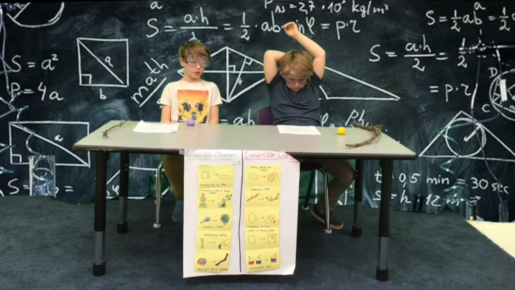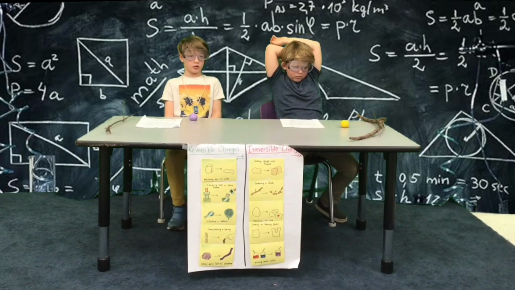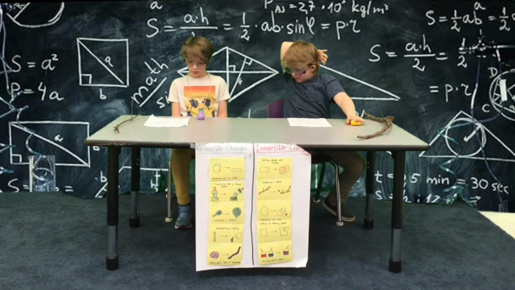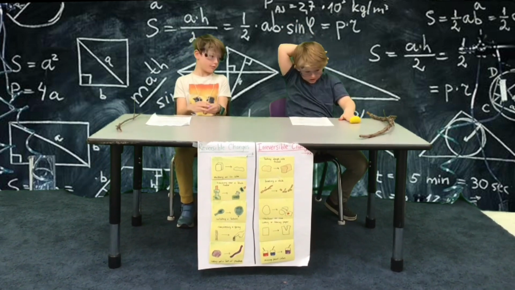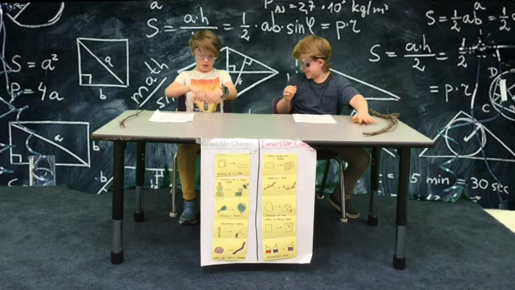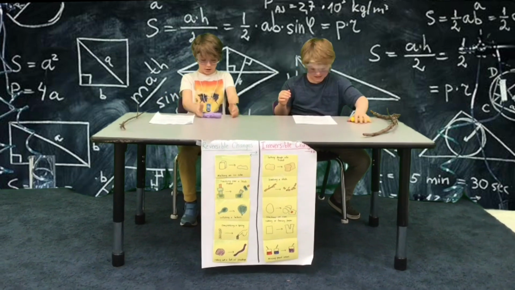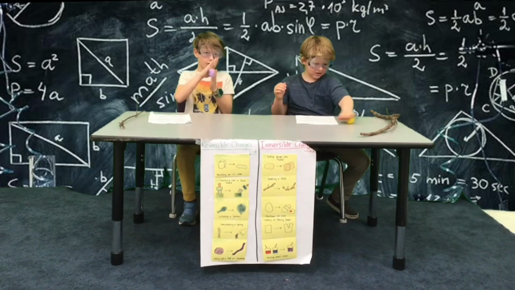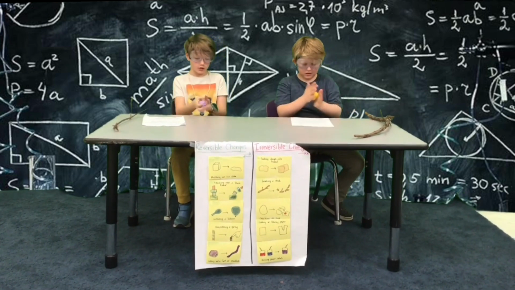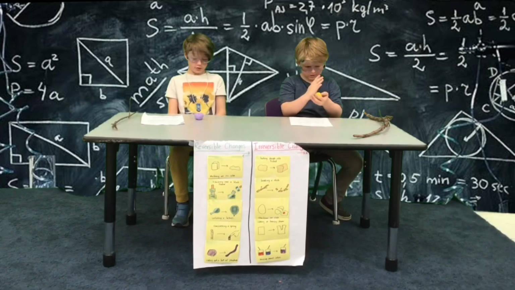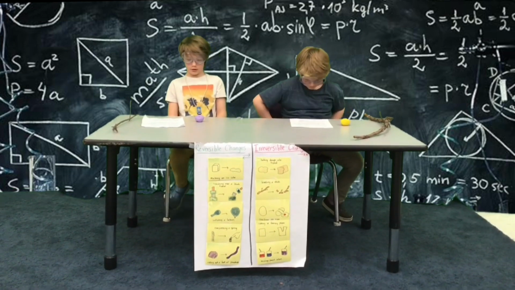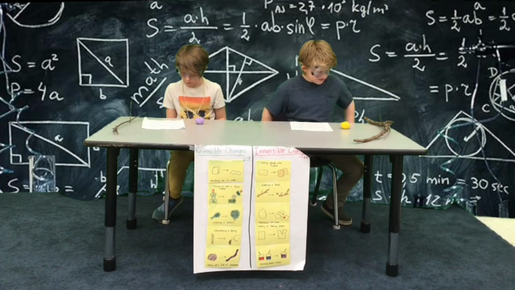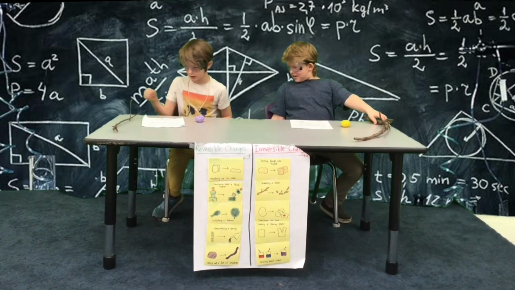Our reversible change is rolling Play-Doh and rolling it back. Our irreversible change is when you snap a stick in half and you can't put it back.